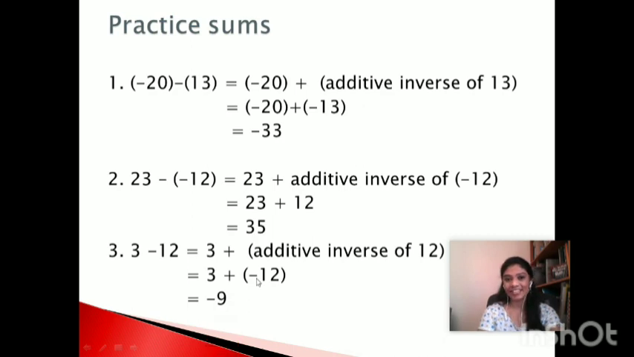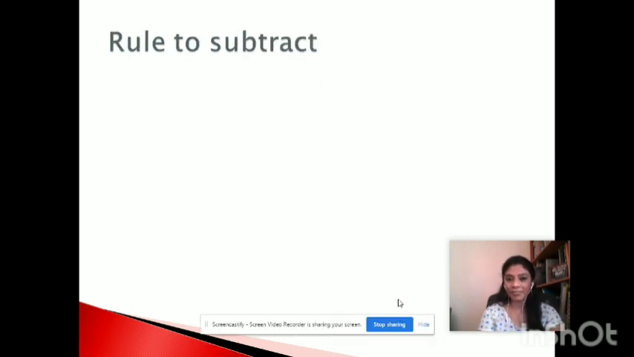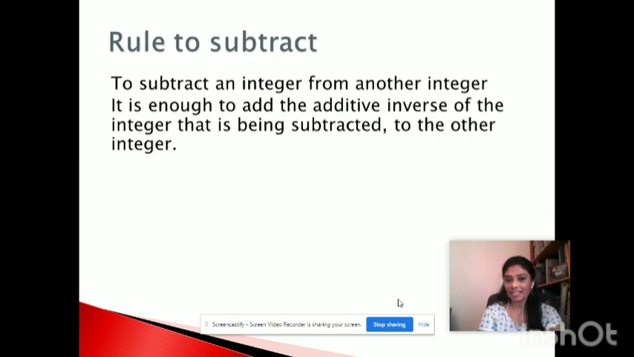Good. So recall the rule to subtract. To subtract an integer from another integer, it is enough to add the additive inverse. That's what we are doing, right? We are finding the additive inverse of the integer and adding to the first integer.